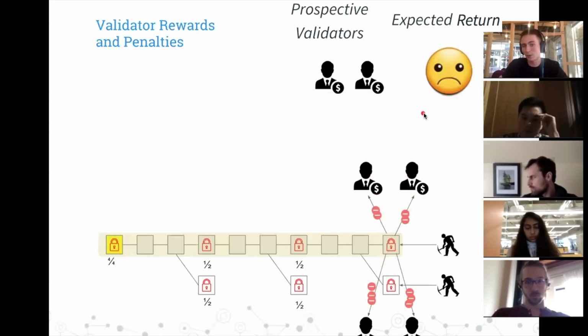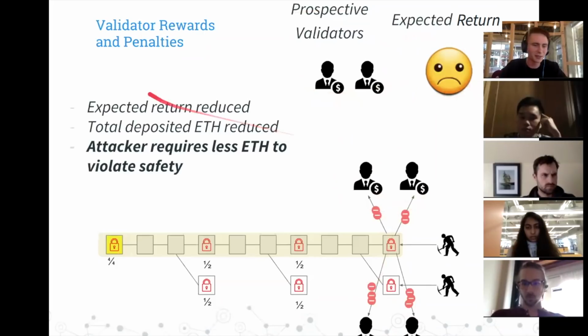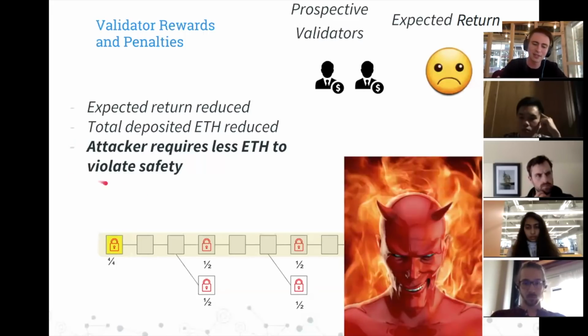And so we have this problem where maybe now the prospective validators is two dudes. Which means that the actual total deposited ETH is going way down, which then means that the attacker requires much less ETH to violate safety. So we have the same attacker, but a smaller bucket. Very sad.